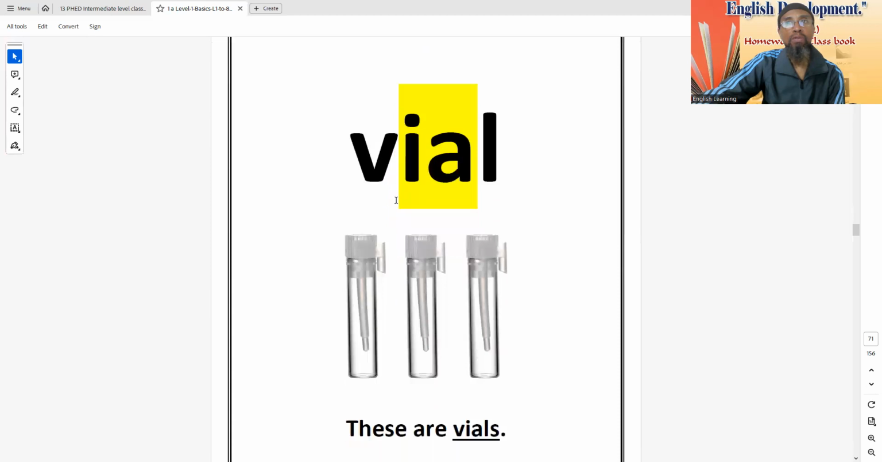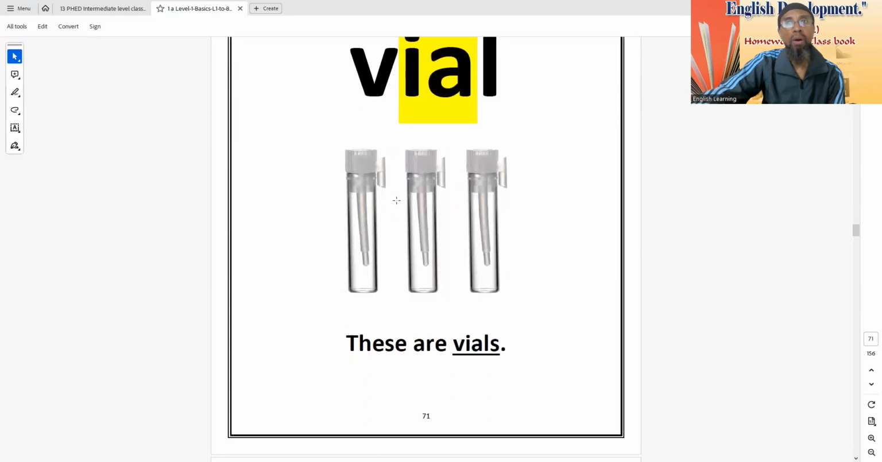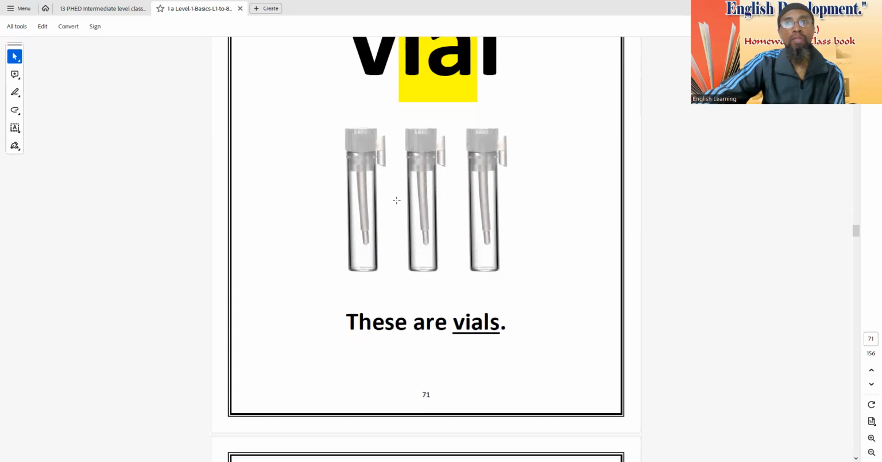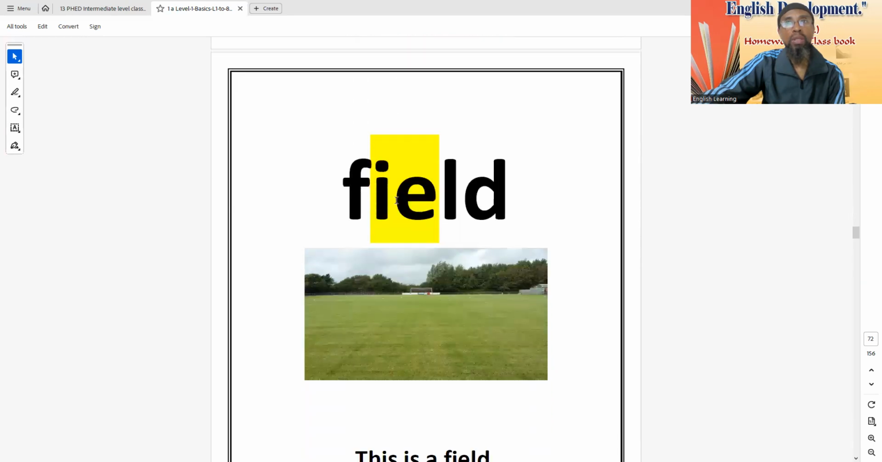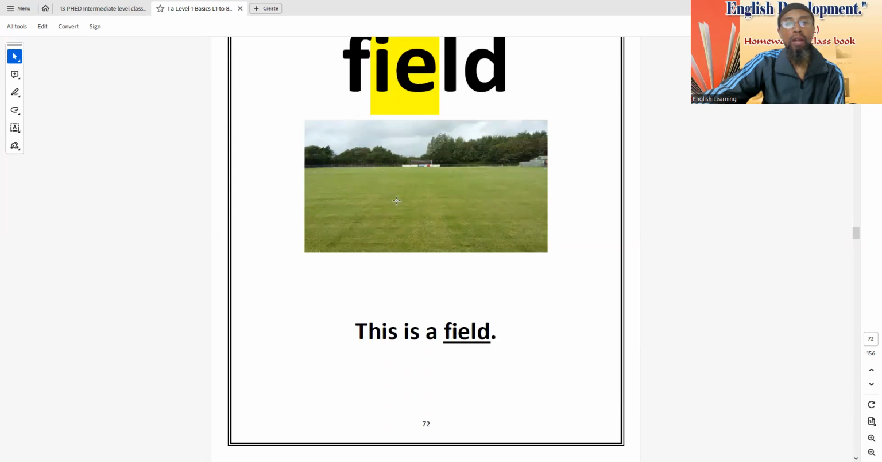Vial. These are vials. Field. This is a field.